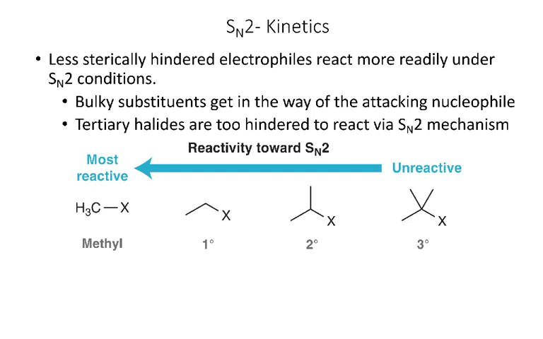I mentioned in a previous slide that the number of substituents on the alpha carbon of the alkyl halide plays an important role in how reactive that alkyl halide is going to be. And it turns out the more substituents we have on the alkyl halide, the less reactive it is. And so tertiary alkyl halides are generally unreactive, whereas methyl alkyl halides are the most reactive. And this basically comes down to steric hindrance, right? The more bulky substituents we have on the alpha carbon, the harder it is for that nucleophile to get in and actually react.